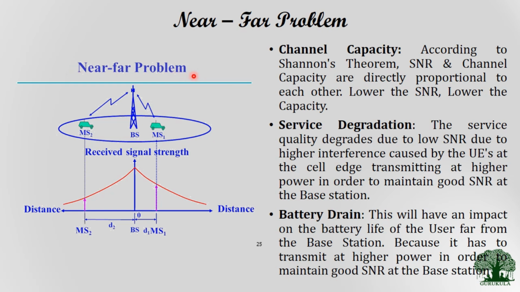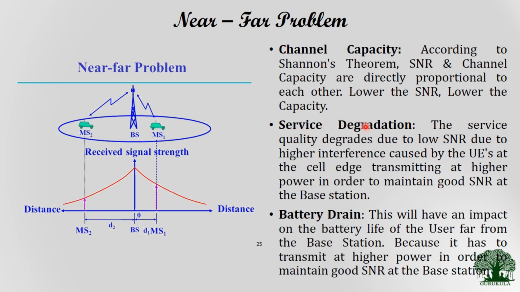We could see that there are three drawbacks which could arise because of this near-far problem. The first one is channel capacity. As per Shannon's theorem, signal to noise ratio and channel capacity are directly proportional to each other. So the lower the signal to noise ratio, the lower the capacity is. So we have to try to keep the signal to noise ratio at an optimal level.